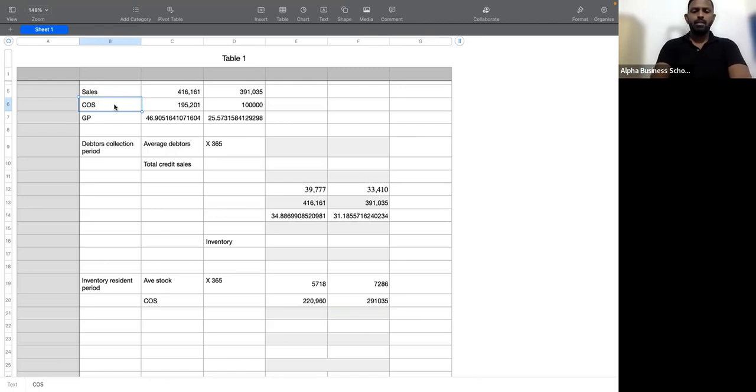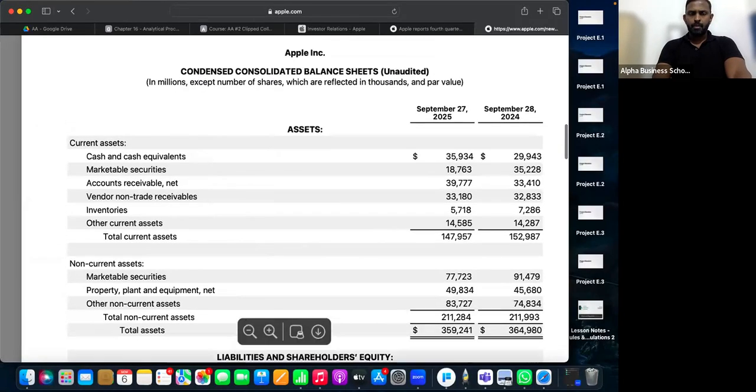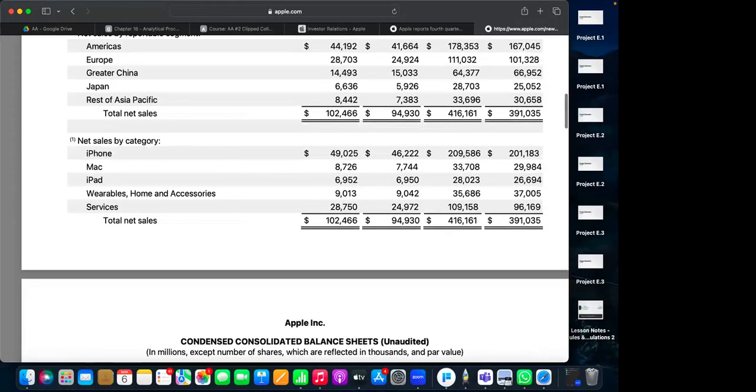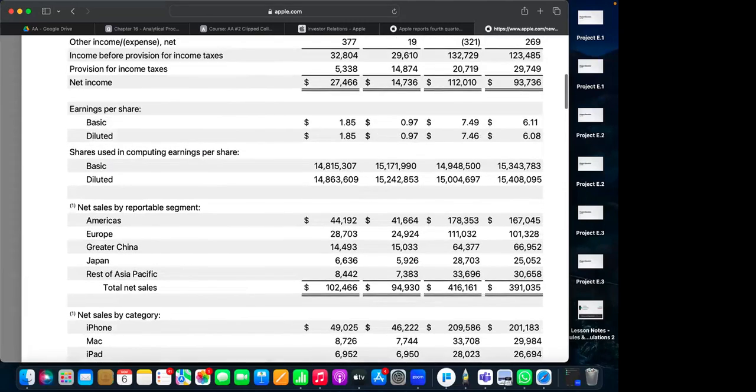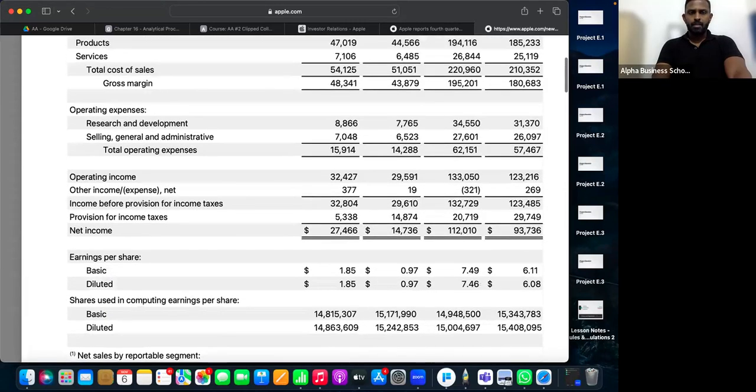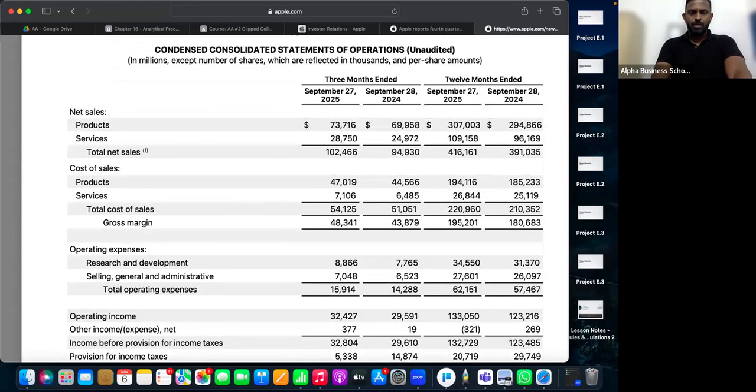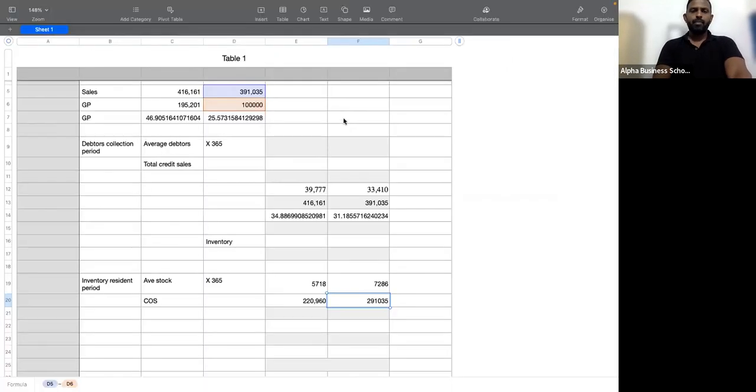Hope you understand this is GP. They didn't give the cost of sales, I took GP numbers earlier. That's why I'm computing the cost of sales. So sales minus GP is equal to cost of sales. So here is the cost of sales, here is the cost of sales. I don't think this is the right number. So here total cost of sales, 2221 is the right number.